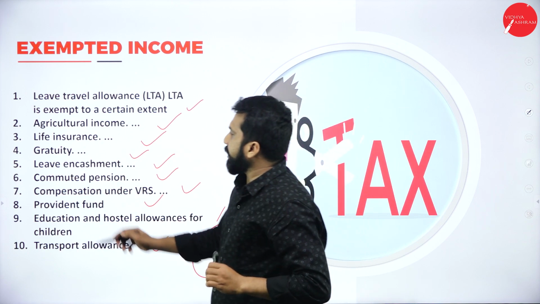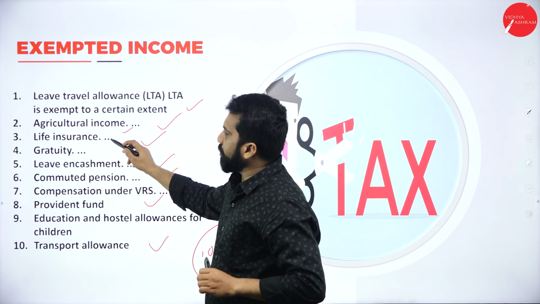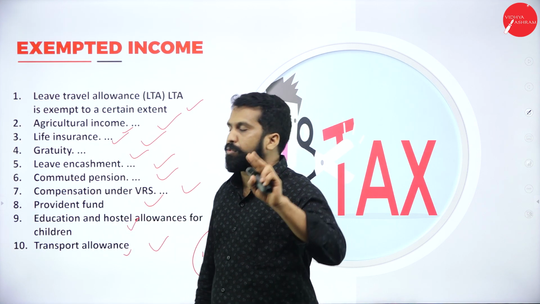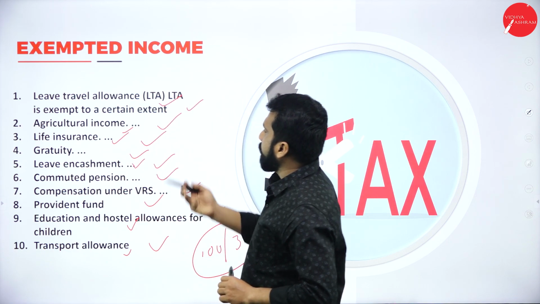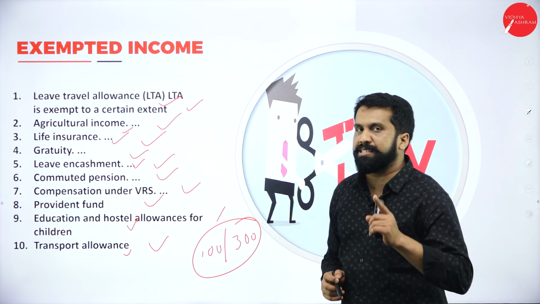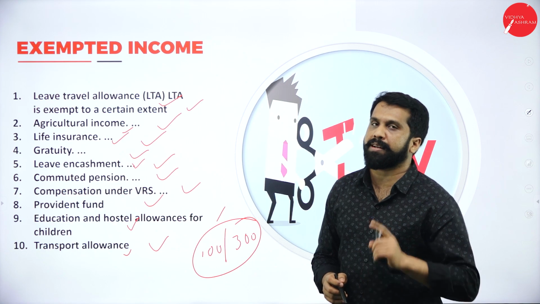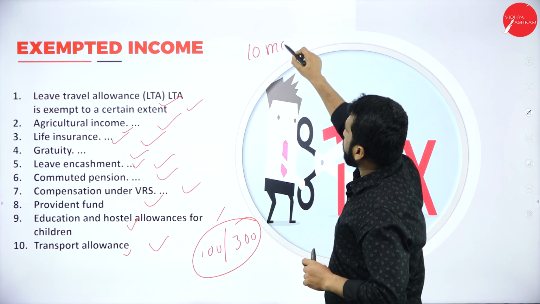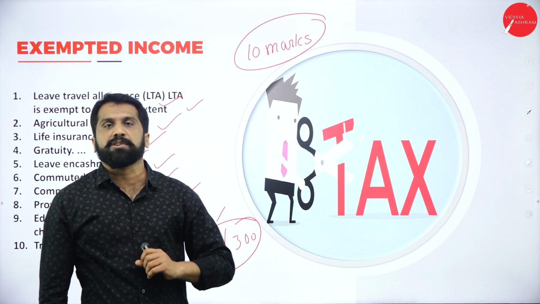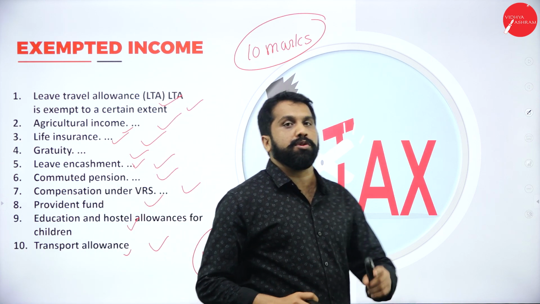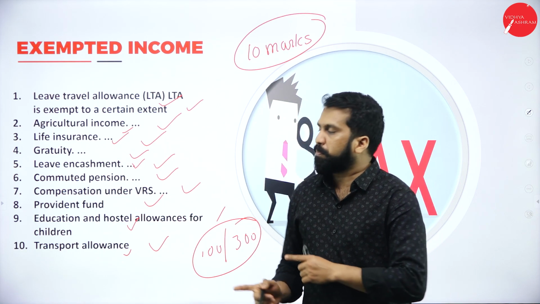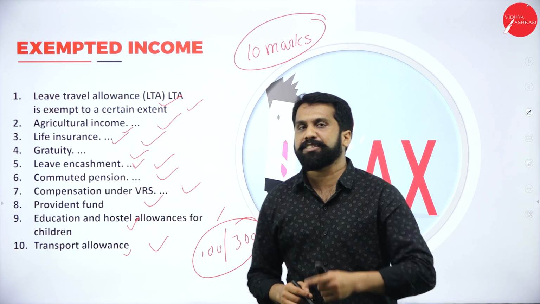These are easy to remember: agriculture, insurance, education, transportation are easy. Again you have two things, leave encashment and leave travel. Almost 6 to 7 are done. Similarly you have to remember any 10. Please take a screenshot. It is very important for 10 marks. If you go back and check the last 10 years' question papers, out of 10 question papers you can find 6 to 7 with this question. So please take a screenshot. We'll go for the next one.